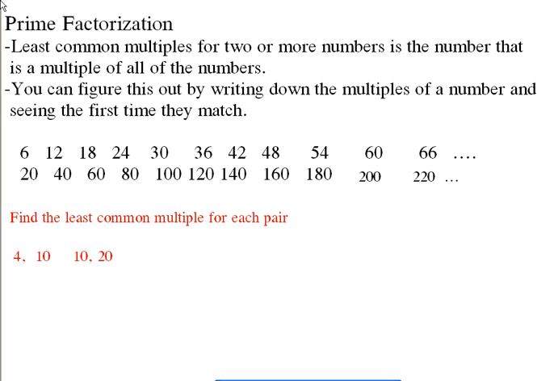One of them is least common multiples. Now, a least common multiple for two or more numbers is the number that is a multiple of all the numbers. You can see this by writing down the multiples of a number and seeing the first time they match. For example, here we have 6 and 20. Now, 6 and 20, they are not multiples of each other.